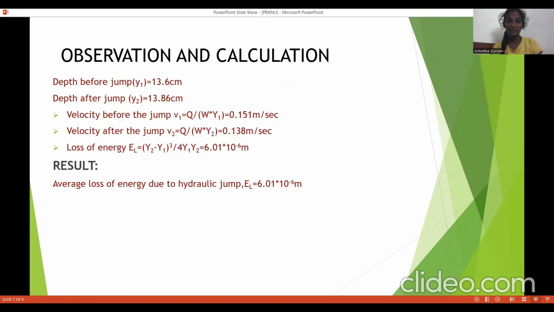The loss of energy EL is equal to (Y2 minus Y1) whole cube by 4 Y1 Y2, equal to 6.01 into 10 power minus 6 meters. By doing this, the result is the average loss of energy due to hydraulic jump, EL, equal to 6.01 into 10 power minus 6 meters. The loss of energy in hydraulic jump is measured in meters.